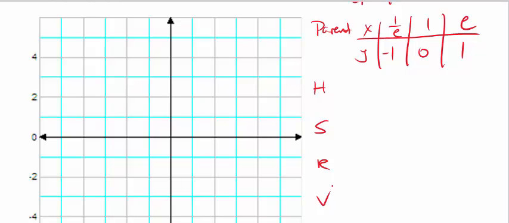So looking at our function, that -2 means we're going to go right 2. We do not have a stretch or a shrink. We are going to reflect over the x-axis, which means we are going to change the sign of y.